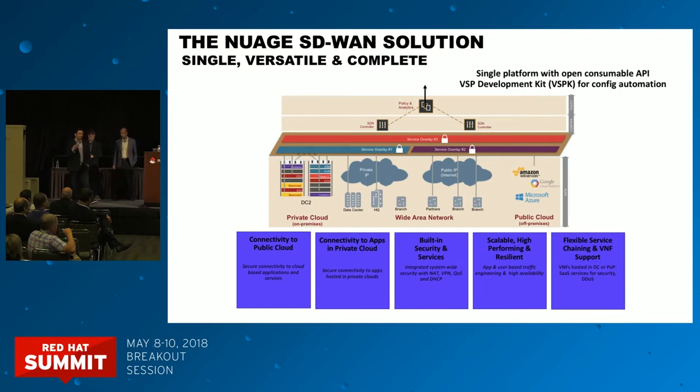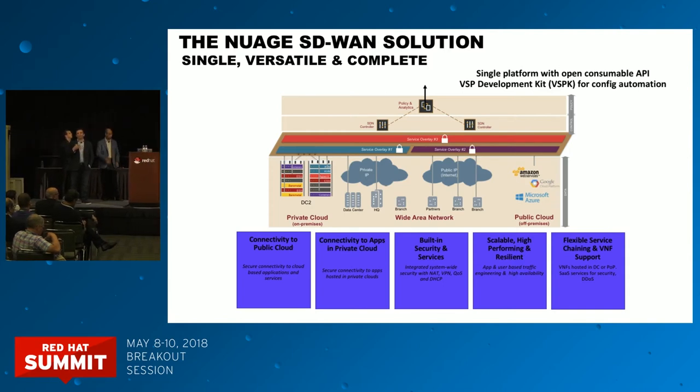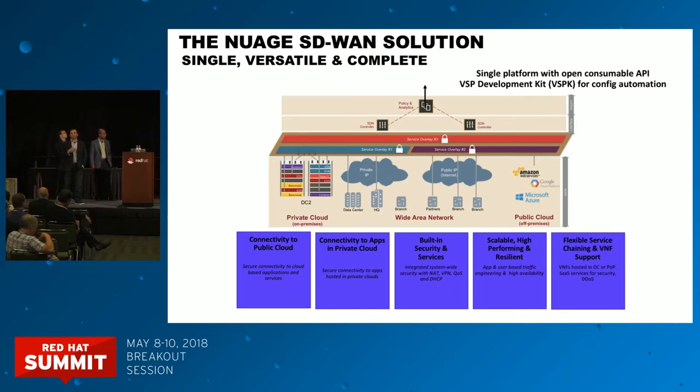the SD-WAN platform has to be fully consumable. And what I'll do here is walk through the Nuage platform, the Nuage solution, at a very high level, and talk about how we achieve connectivity. The main pillars of the Nuage SD-WAN solution are giving the enterprise or the service provider, giving the customer a single platform that allows them to connect users and applications anywhere.